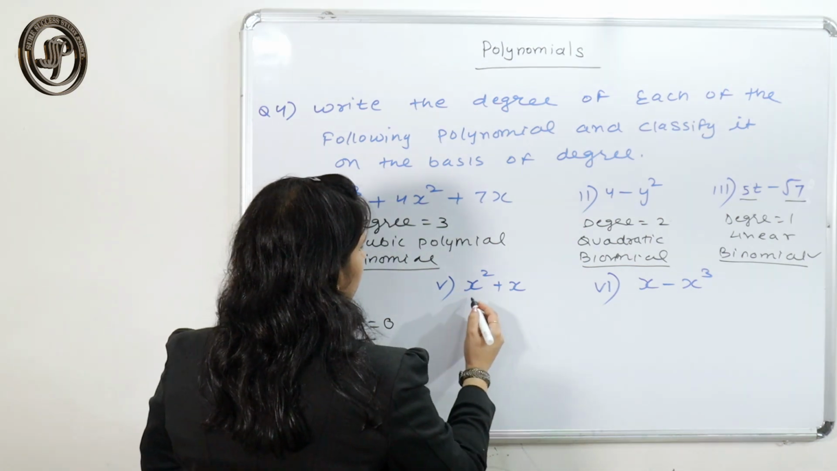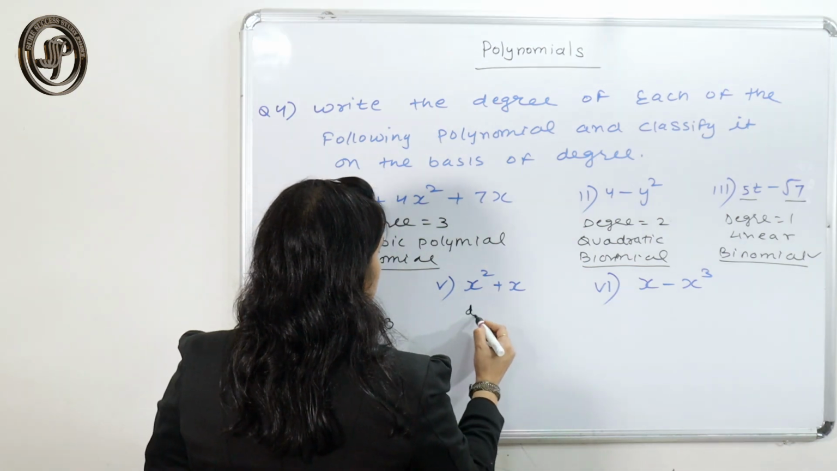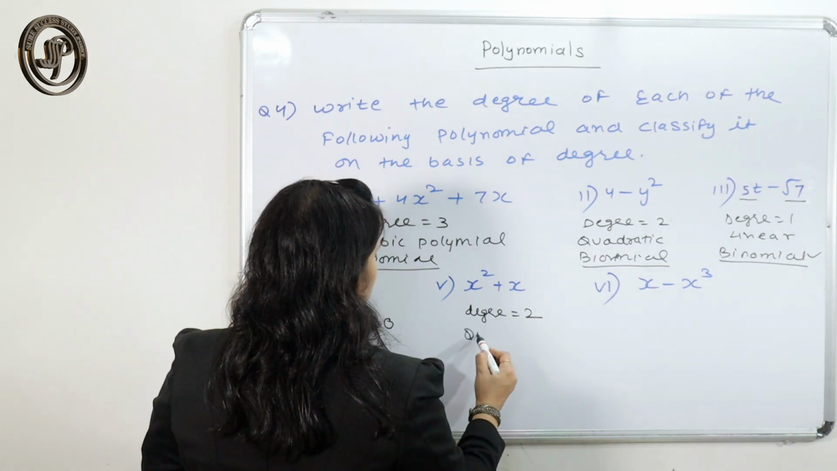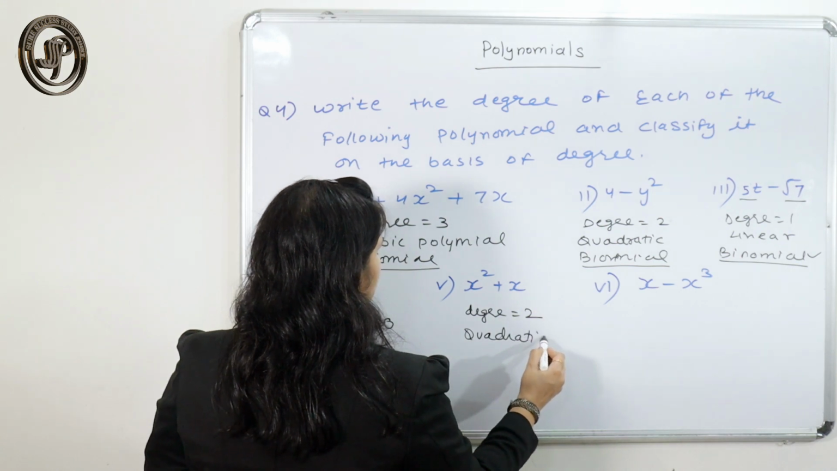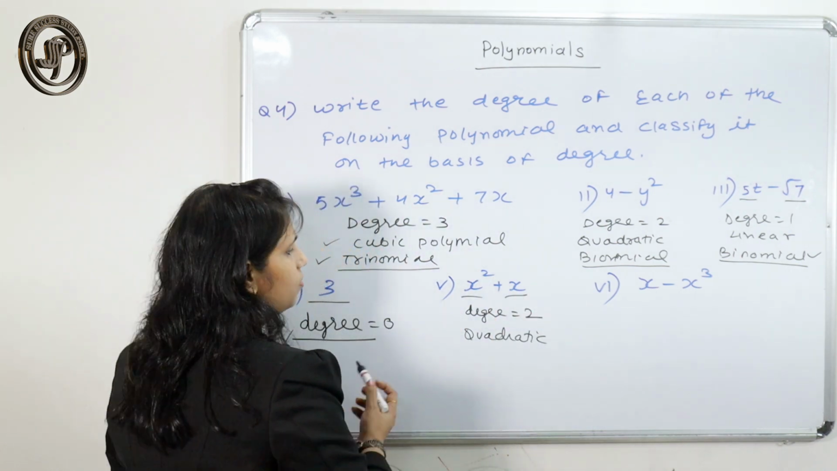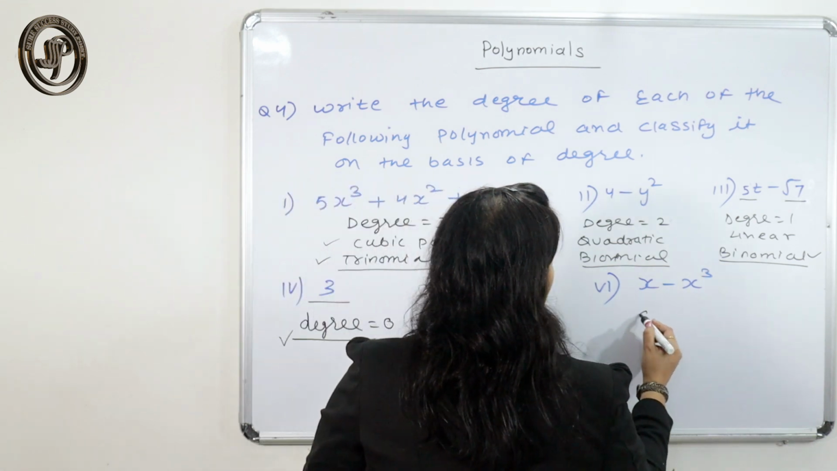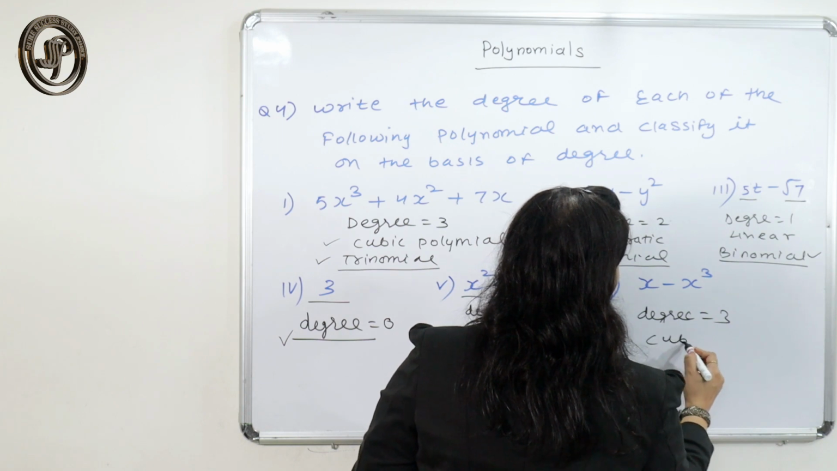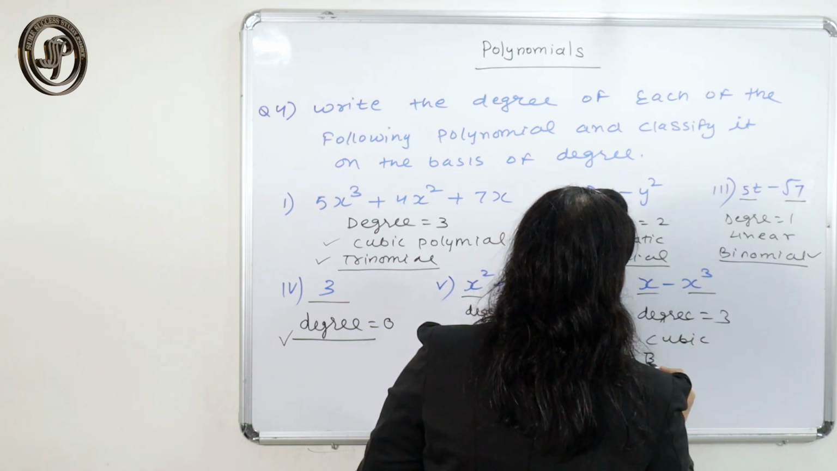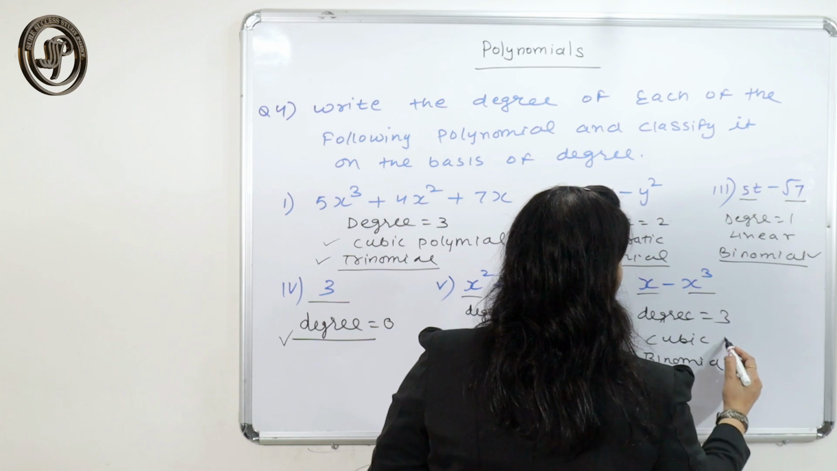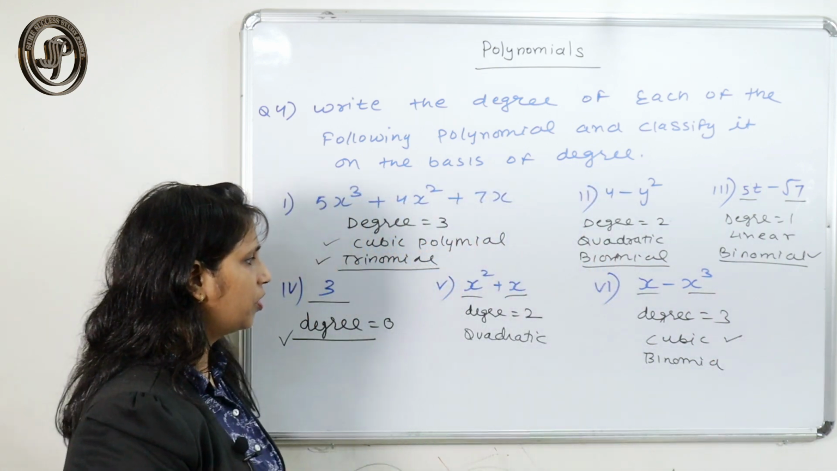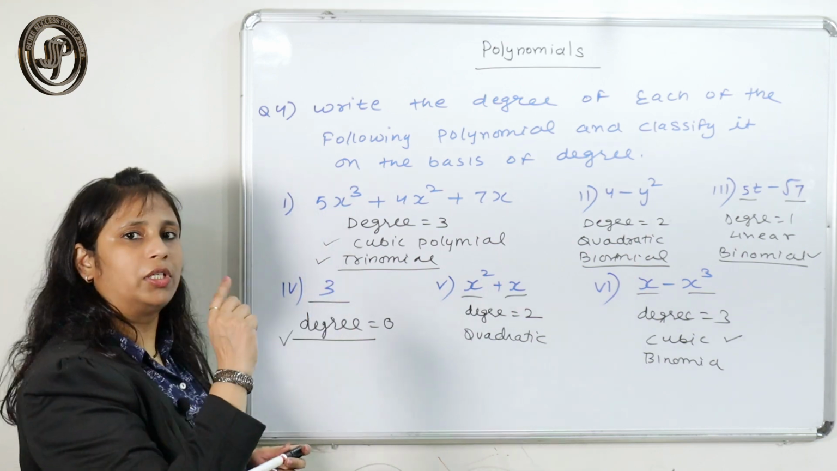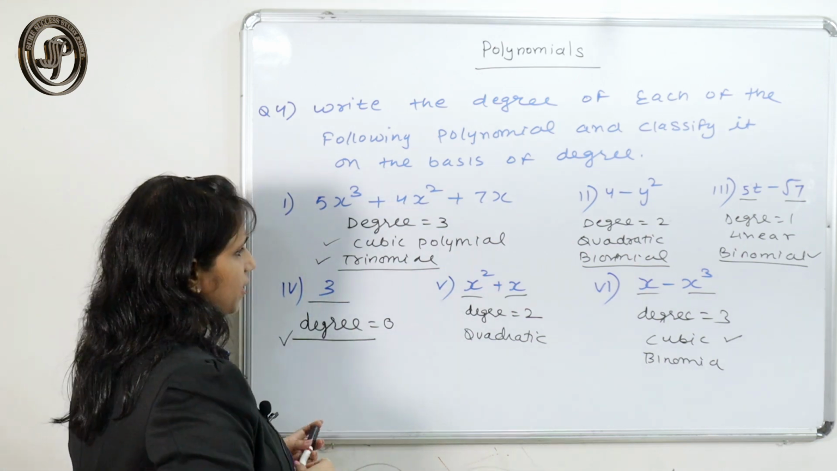So here, what is the degree? The degree is 2 and it is quadratic because the degree is 2, and if you classify on the number of terms, it is a binomial. Here the degree is 3, so it is a cubic polynomial, and 2 terms, so it is a binomial. It is cubic on the basis of degree and binomial on the basis of terms.